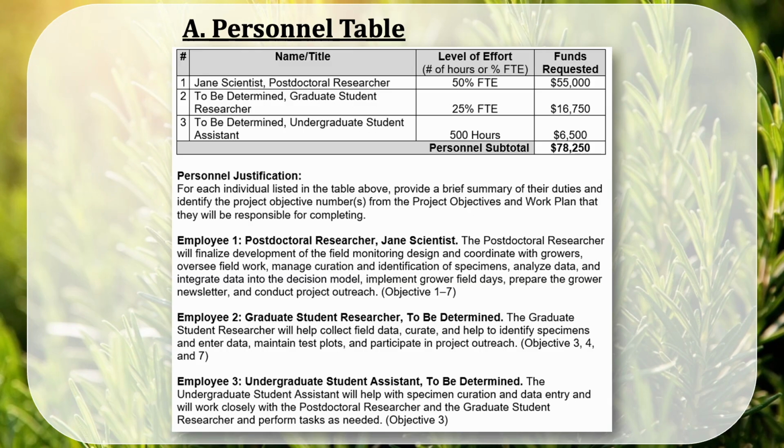Here is an example of a budget that includes 3 employees. Below the table, there is justification for each employee working on the project. Note that each employee's justification must identify which project objectives the activities will support.